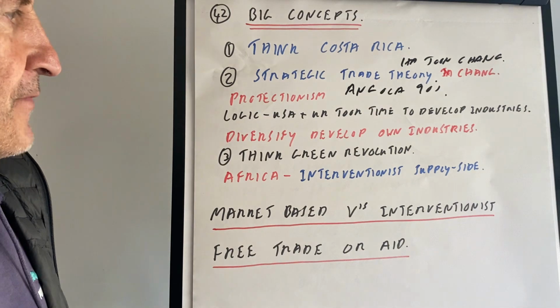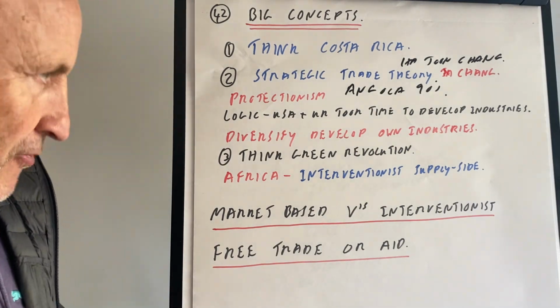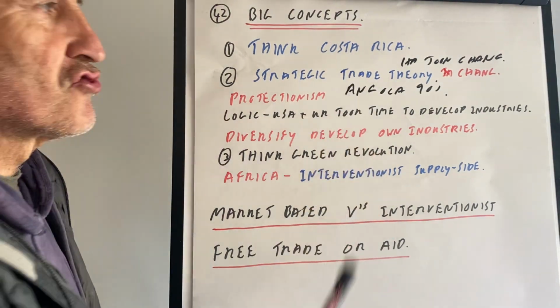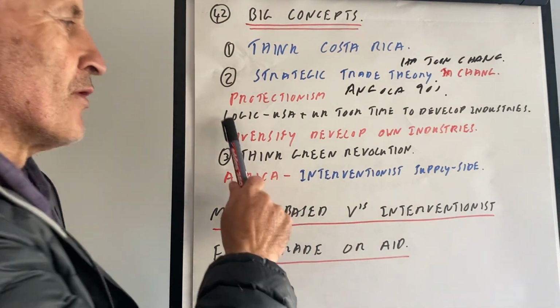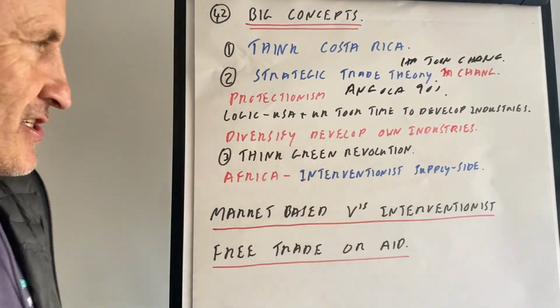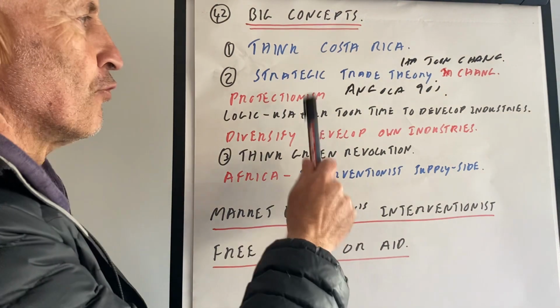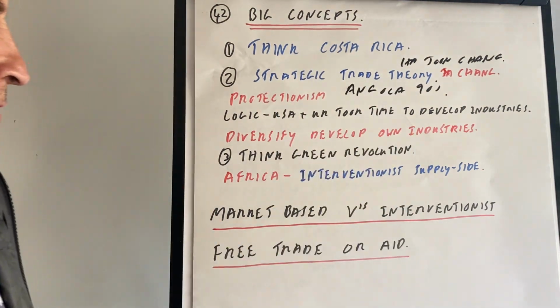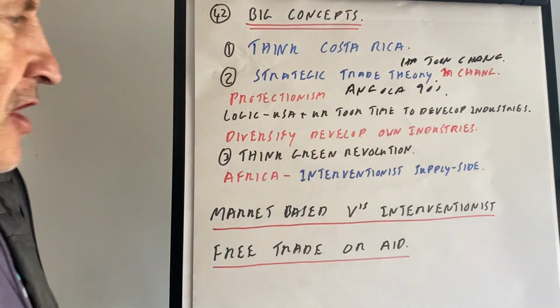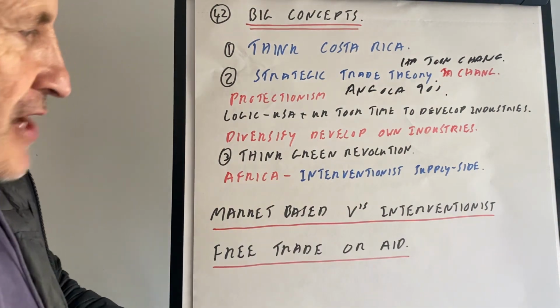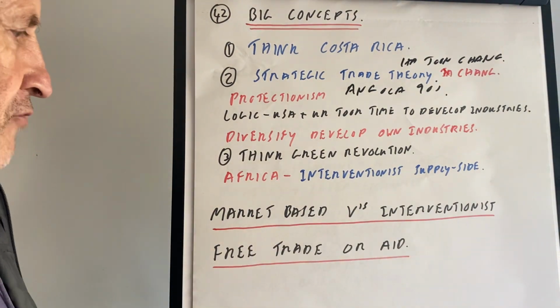Logic. The USA and the UK took ages to develop their own industries, and we're expecting countries in Africa to develop their own industries when they're up against the USA and the UK and the rest of Europe. It's pretty difficult. So therefore, we need to protect their industries so that they can develop, diversify, and develop their own countries. Think the Green Revolution, Africa, intervention, supply side could work really well.